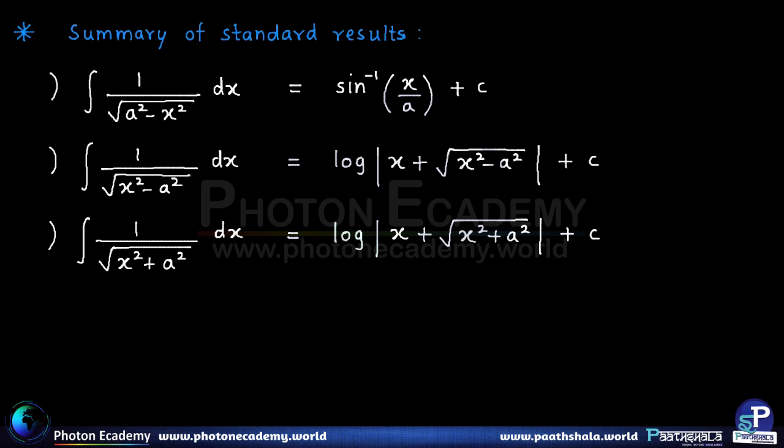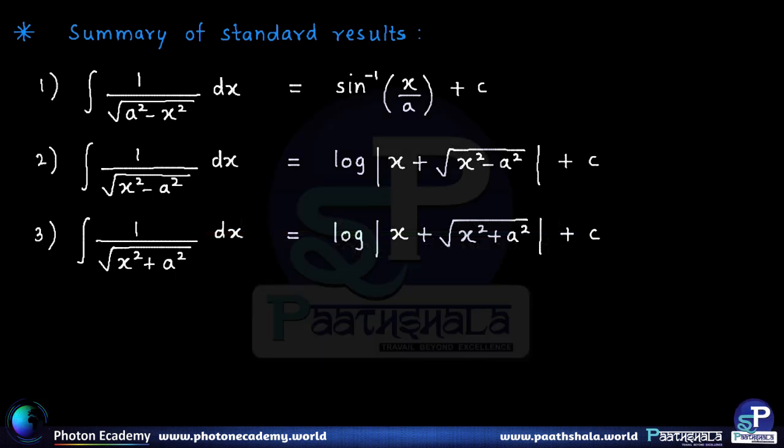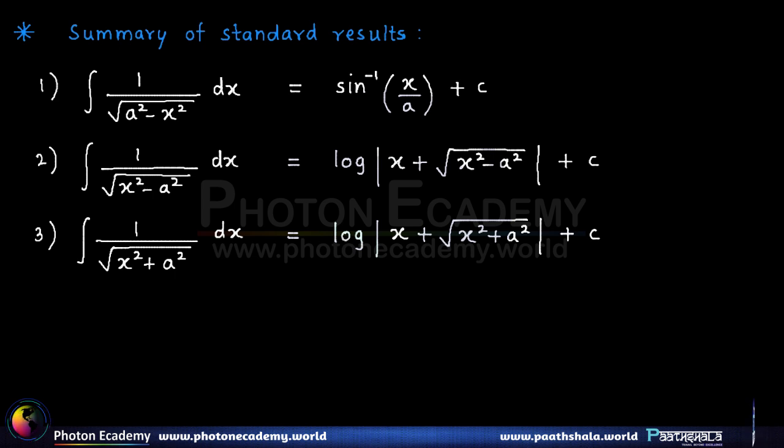So here we have the first, second and third result. That is, first is integral of 1 upon root of a square minus x square is sine inverse of x by a. Then integral of 1 upon root of x square minus a square is log of mod of x plus root of x square minus a square. And lastly, integral of 1 upon root of x square plus a square is log of mod of x plus root of x square plus a square.